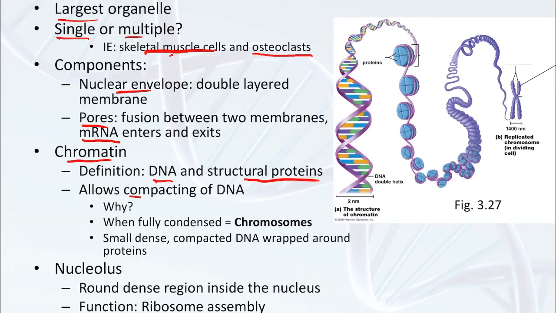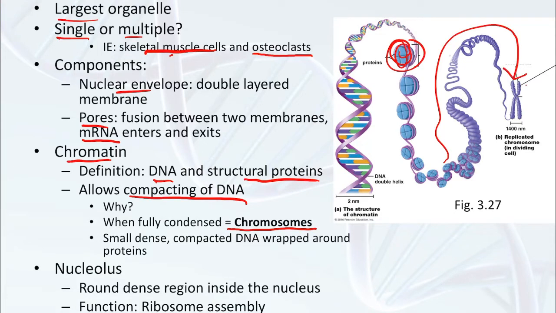Chromatin allows for compacting of DNA, and so the structural proteins are there for the DNA to wrap around, and when they're fully condensed into the fully condensed version, those are called chromosomes. Okay, so we can see here these structural proteins that the DNA is winding around. Eventually, it turns into these little familiar objects called chromosomes that we've seen before. Okay, so these are small, dense, compacted DNA.